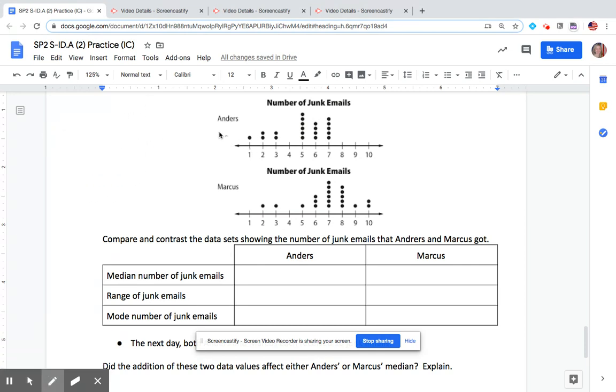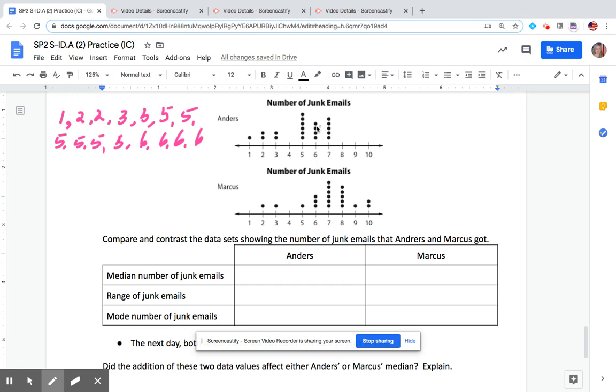So when we look at Anders, the fewest number of junk emails he ever got on any of the days that he was recording the data was 1. And then there were 2 days that he got 2 junk emails. There were 2 days that he got 3 junk emails. On 6 days, he got 5 junk emails. There were 4 days that he got 6.